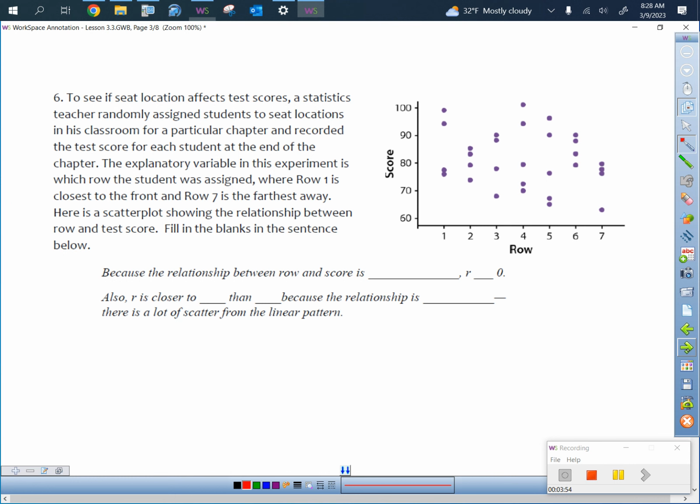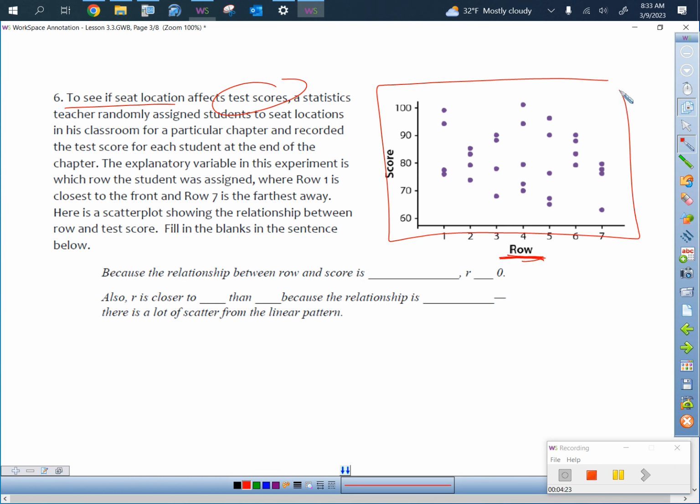Quick little example here. To see if a seat location affects test scores, like where you sit in the room, does that matter for what you get on a test? A statistics teacher randomly assigned students seat locations in his classroom for a particular chapter and recorded the test score for each student. The explanatory variable is what row they sat in. They had 7 rows, and they wanted to see what they got on the test. Let's just look at it.